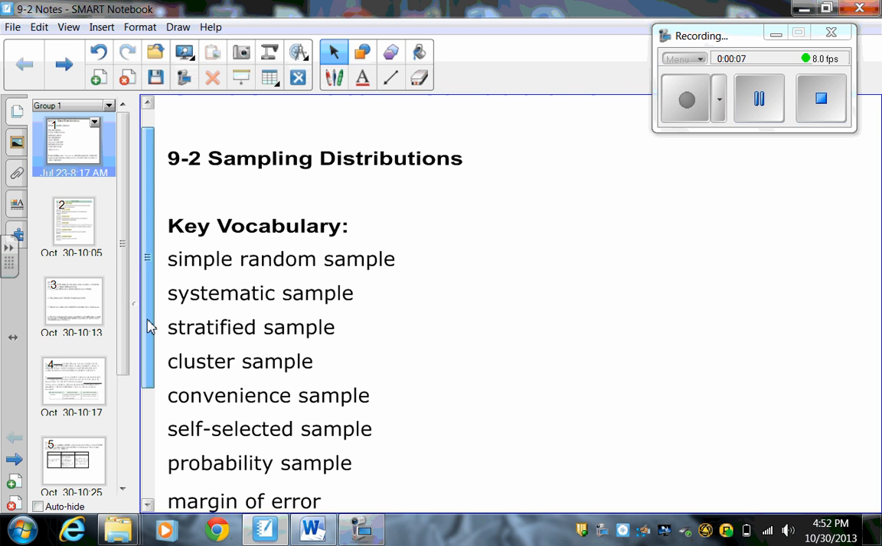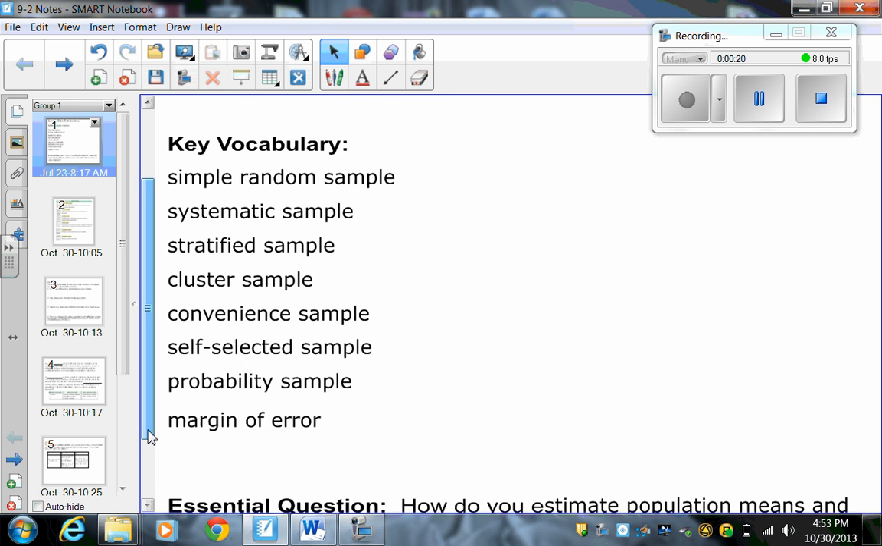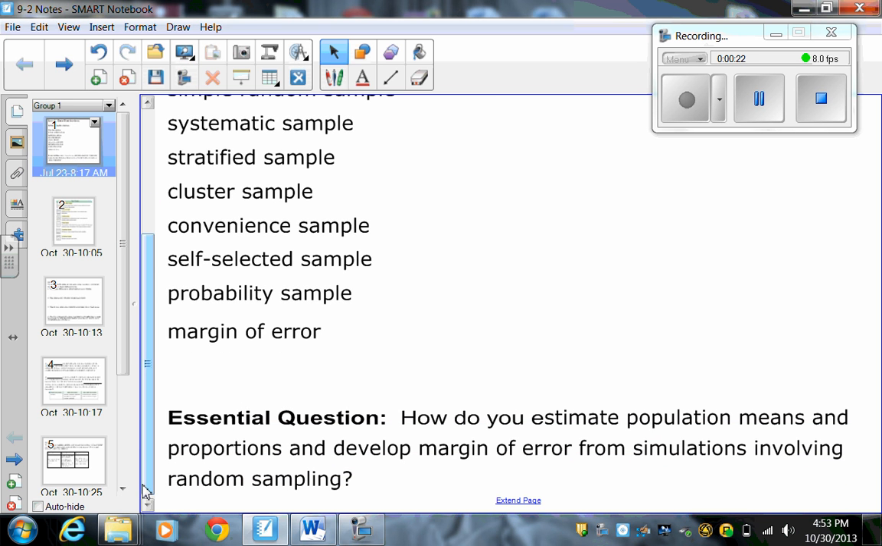Key vocabulary in this lesson is simple random sample, systematic sample, stratified sample, cluster sample, convenience sample, self-selected sample, probability sample, margin of error. The essential question is, how do you estimate population means and proportions and develop margin of error from simulations involving random sampling?